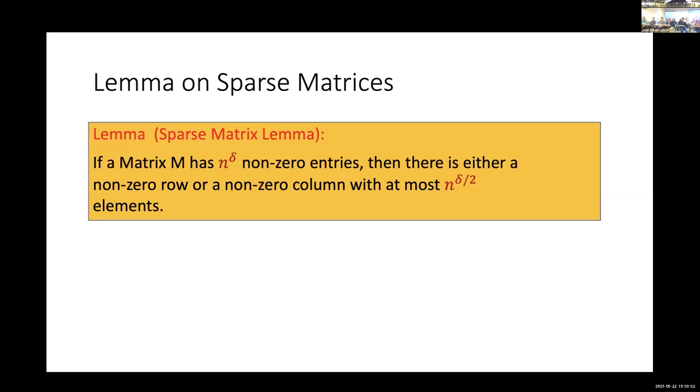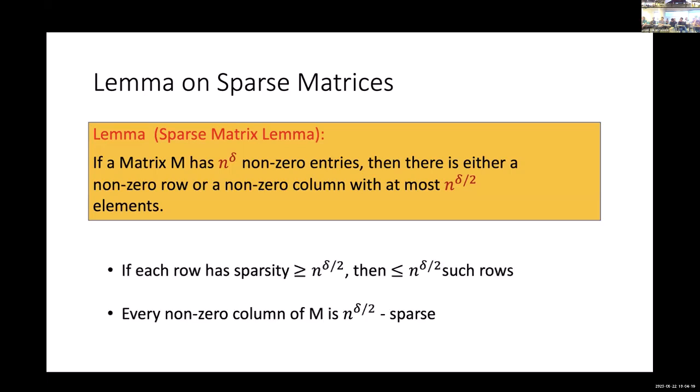Okay, good. So really the key insight for this is a very, very simple observation. If a matrix is n to the delta sparse, so think of delta as anything between 0 and 2, so if it's 2, it's like a dense matrix, and if it's less than that, it's a sparse matrix. If my matrix has n to the delta non-zero entries, then there exists either a row or a column that's non-zero and has at most n to the delta over 2 non-zero elements. So there exists a very sparse row. And this is a very easy proof. I mean, if every row had high sparsity, then if I look at the columns, they must be mostly sparse.